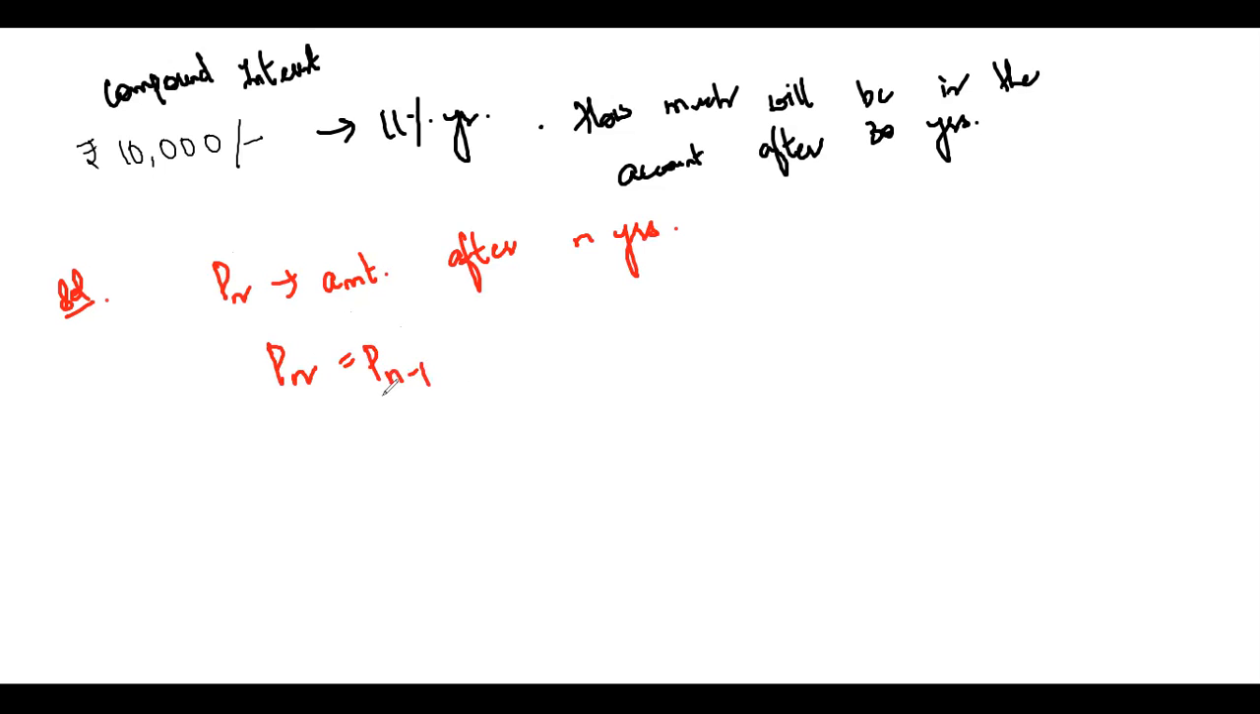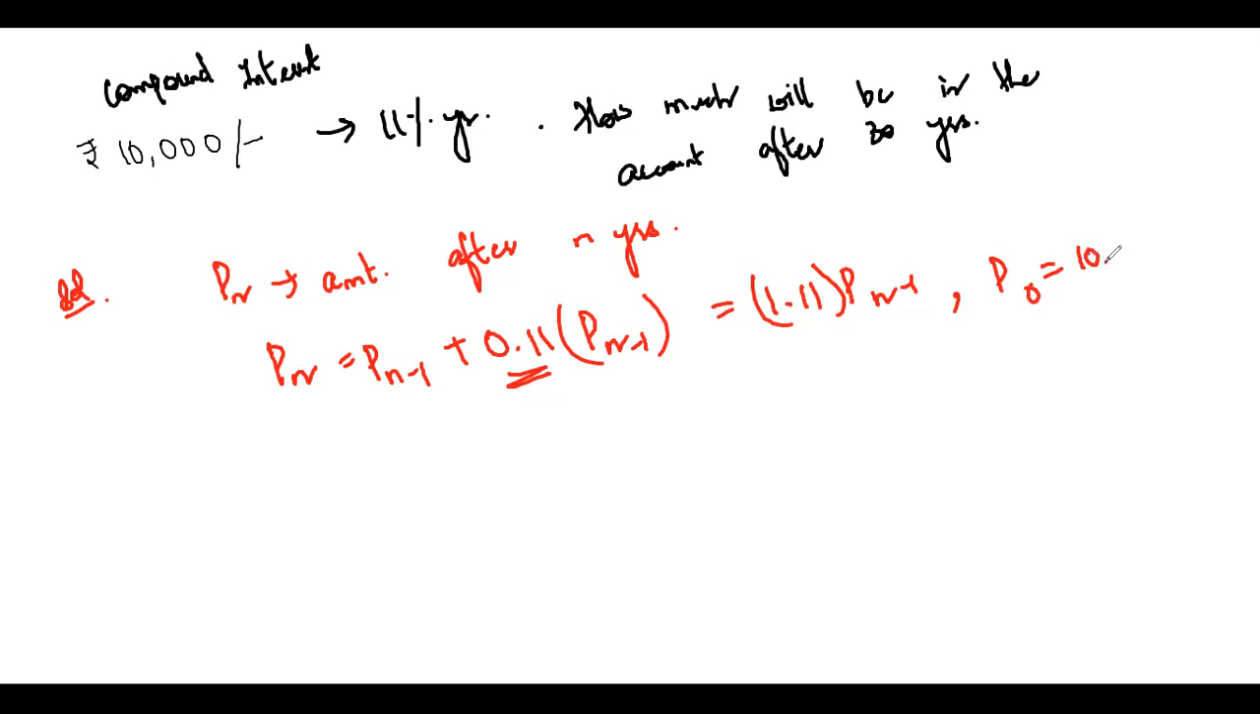Pn equals Pn minus 1, the amount in the previous year, plus 0.11 into Pn minus 1. Why am I multiplying by 0.11? Because it is 11% interest on the total amount we have got. So this will be 1.11 into Pn minus 1. The initial condition for our problem is P naught: at the beginning of time we have 10,000 rupees.